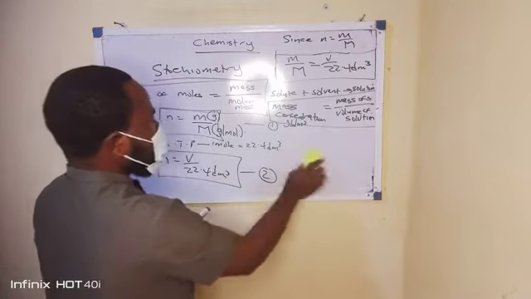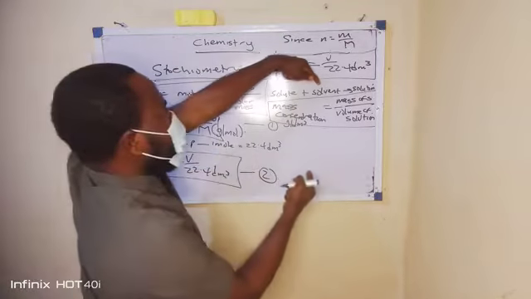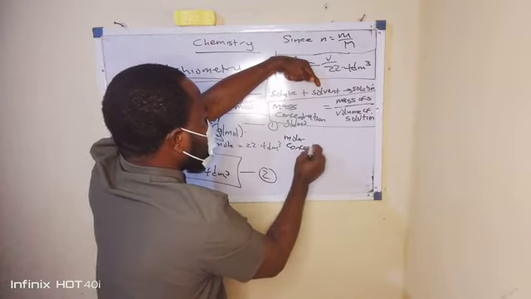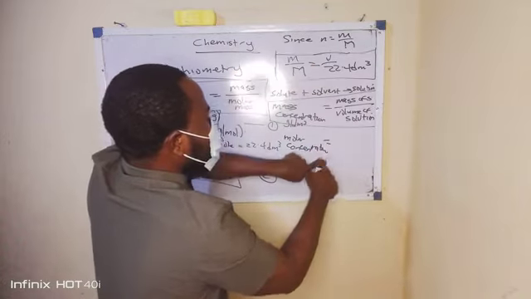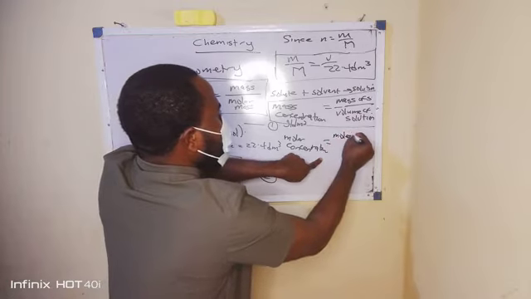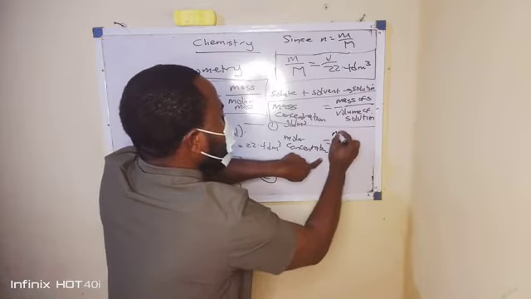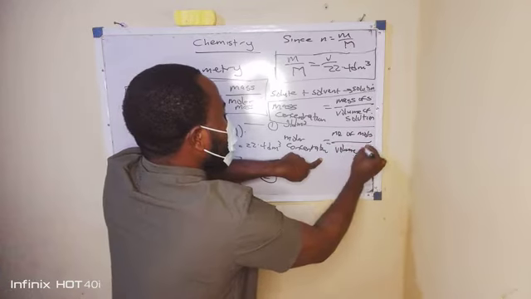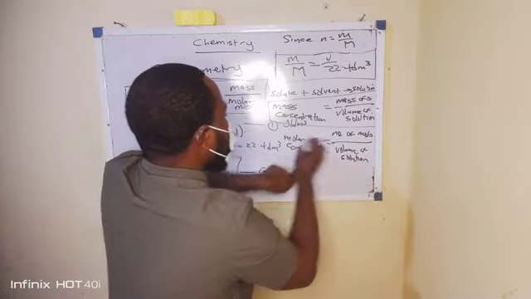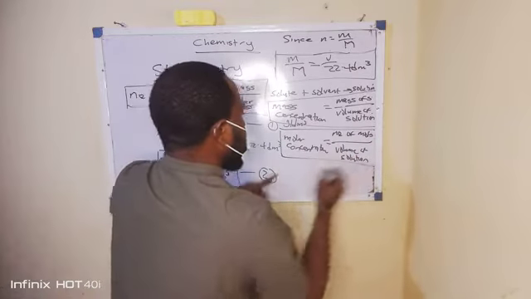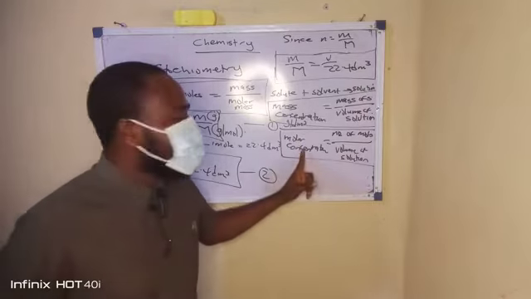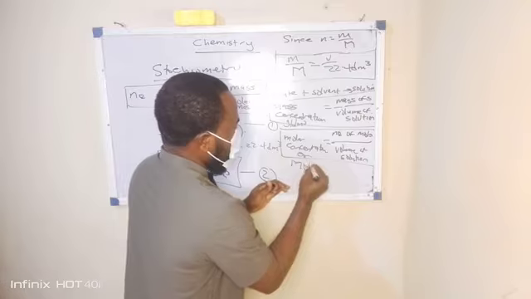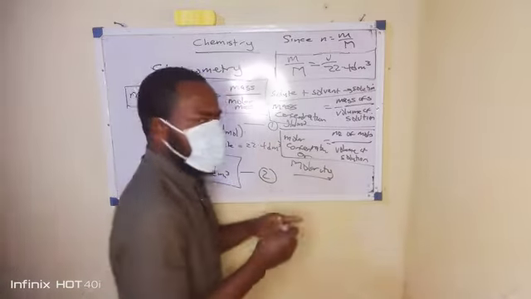The amount of solvents in 1 dm cube is what? Molar concentration. So molar concentration is equal to the number of moles over the volume of solution. Now, this formula is used to calculate the molar concentration. Remember that this molar concentration is also regarded as molarity. So sometimes they can ask you to calculate molarity.